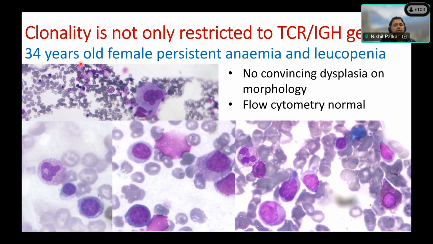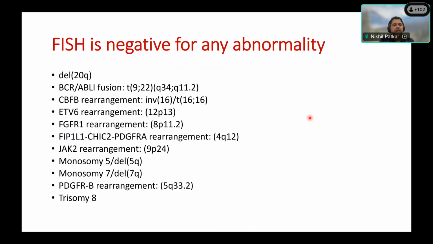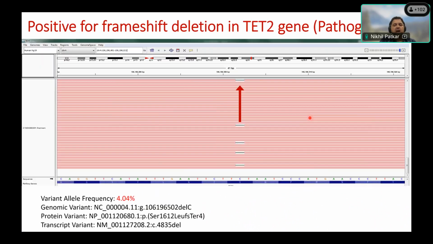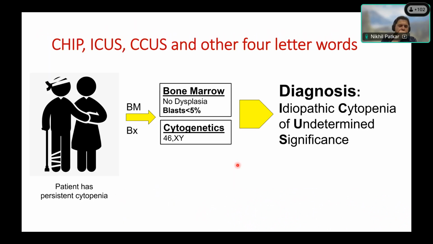So you have a 34-year-old female here with persistent anemia and leukopenia. There is no convincing dysplasia on morphology. Flow cytometry is normal, and FISH is negative for any abnormality. However, when we performed NGS, we identified a low VAF TET2 mutation in this patient. Which brings us to the next concept of what is CHIP, ICUS, and CCUS.